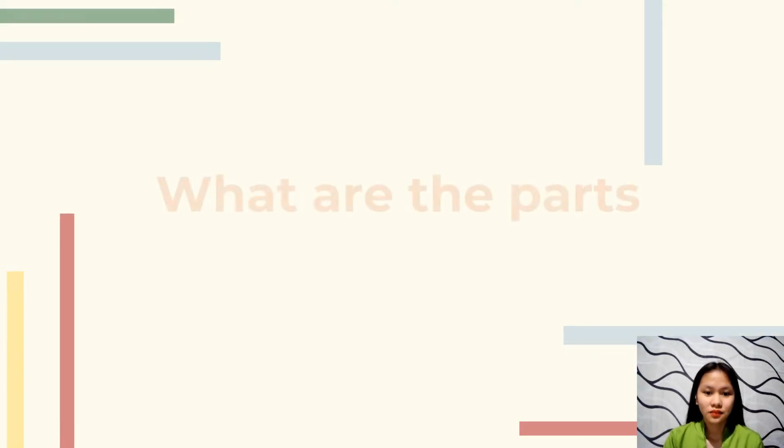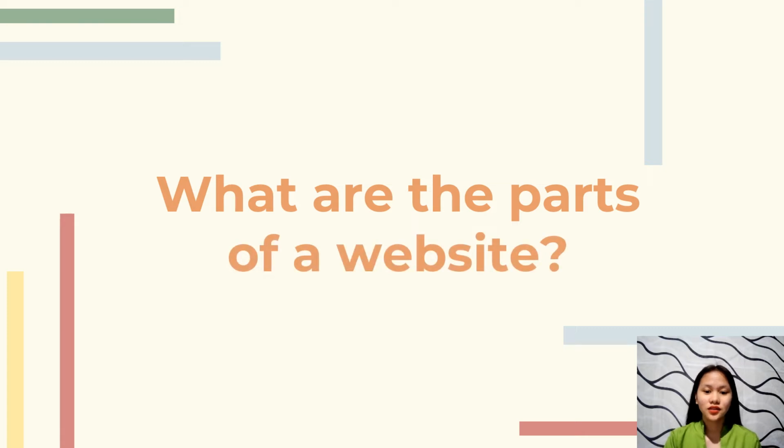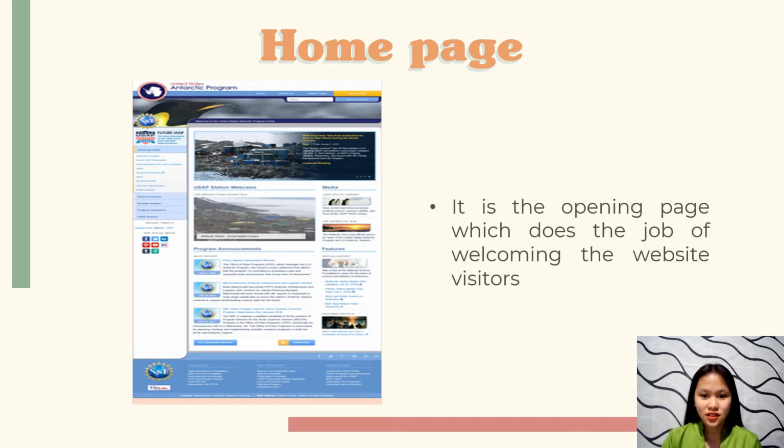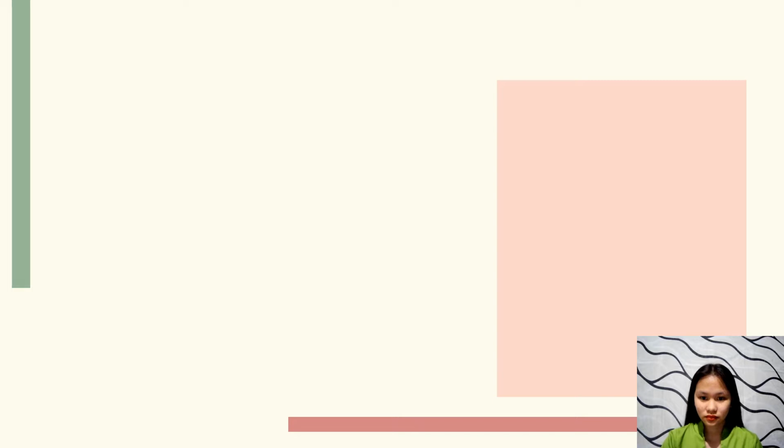So, what are the parts of a website? The first part of a website is homepage. This is the example of a homepage of a website. Homepage, it is the opening page which does the job of welcoming the website visitors.